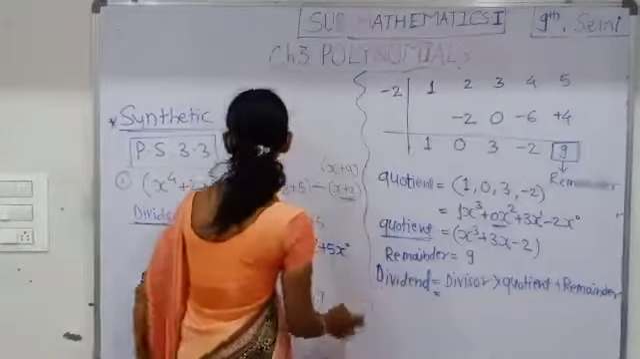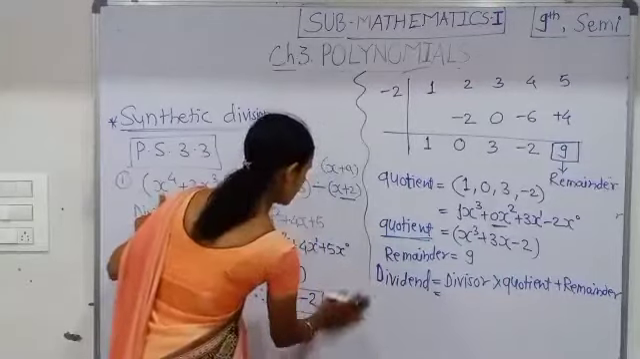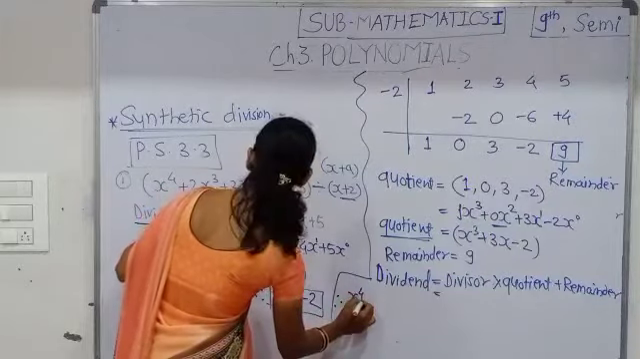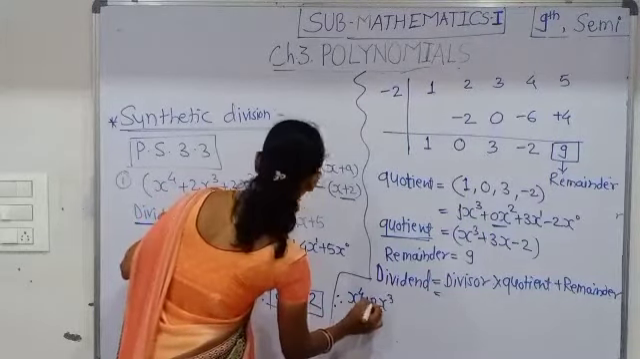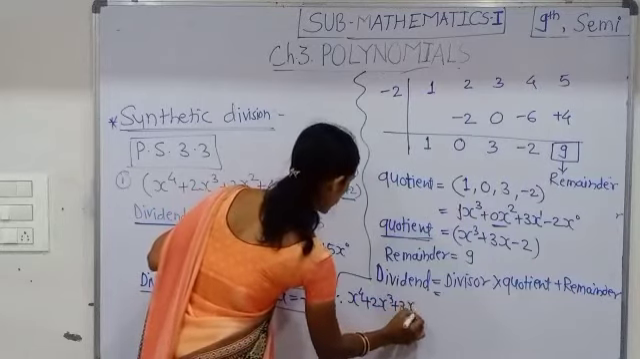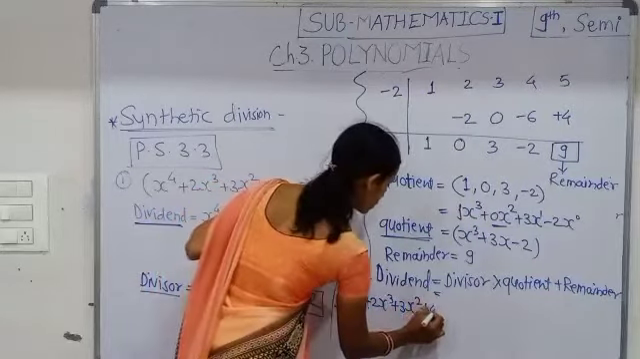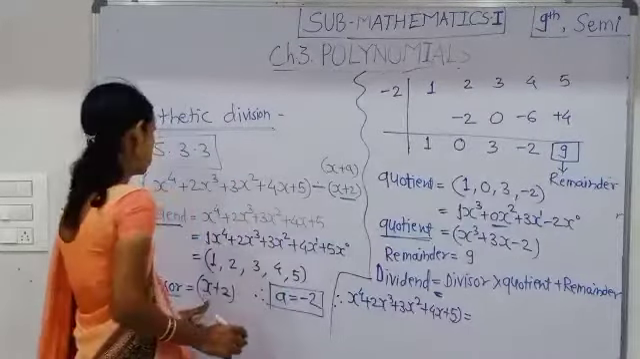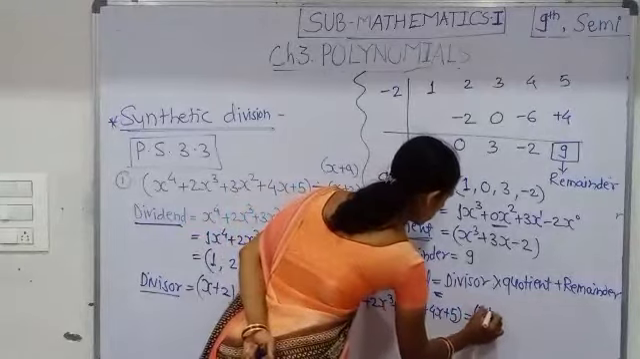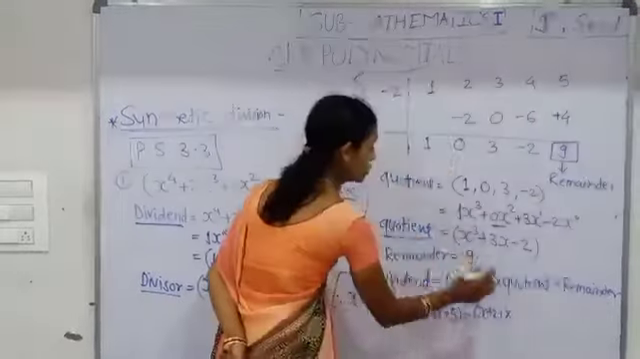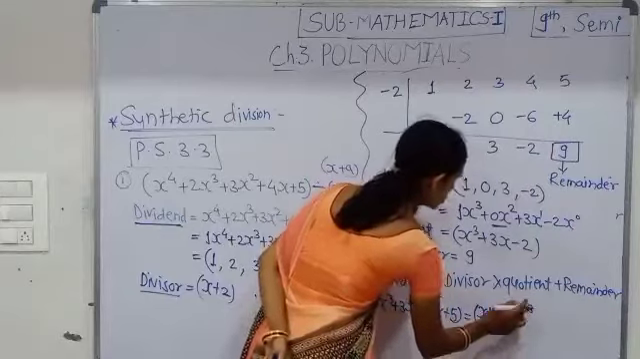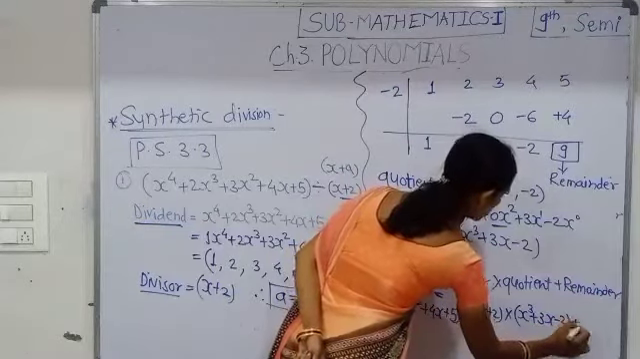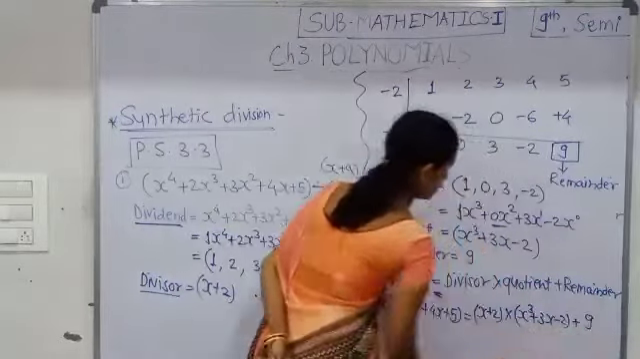Then see here, the dividend is x raised to 4 plus 2x cube plus 3x square plus 4x plus 5, which is equal to the divisor, given here as x plus 2, times the quotient. Here we got the quotient, that is x cube plus 3x minus 2, plus the remainder, that is 9.